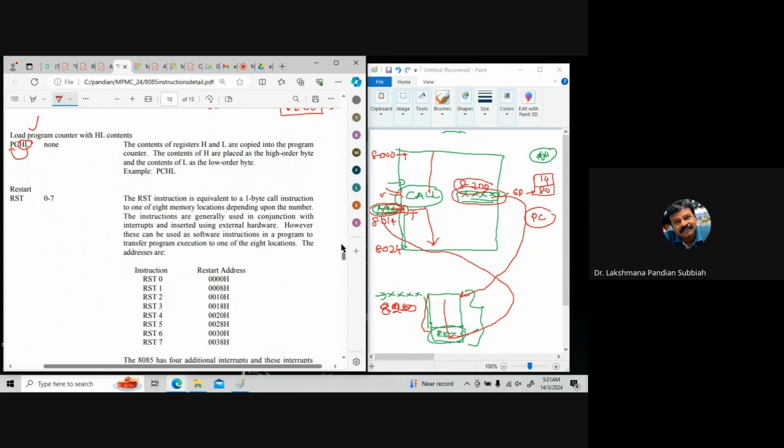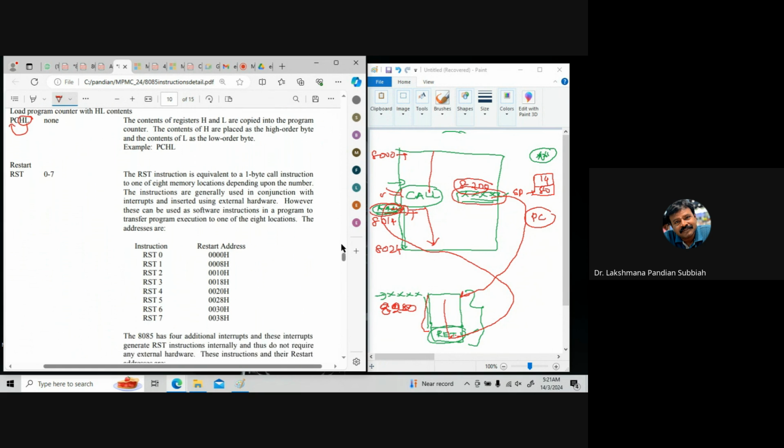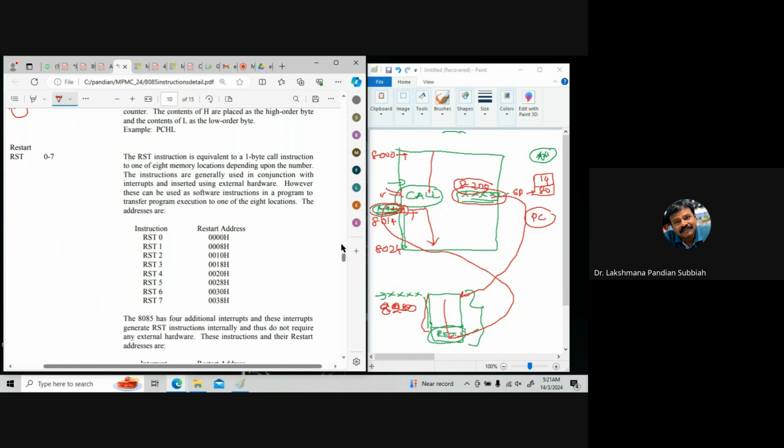Next one is restart, where we want to restart. Restart 0, restart 1, up to 7 is there. Then it will go to some routine. In what way do we have to restart? Like we are having 0000, 0008, 0010, 0018, then 0020, 0028, 0030, 0038. This is the address where we are having some routine. Then the restart will go to execute that location.